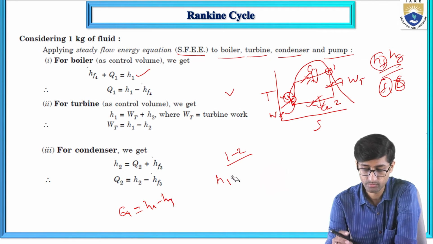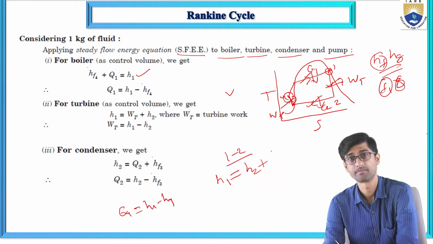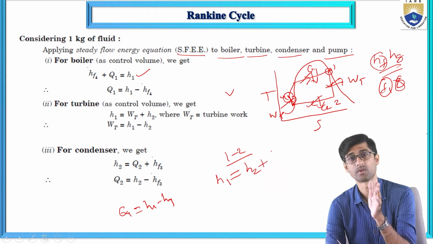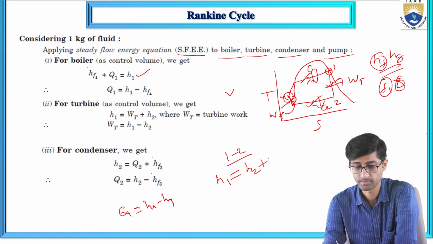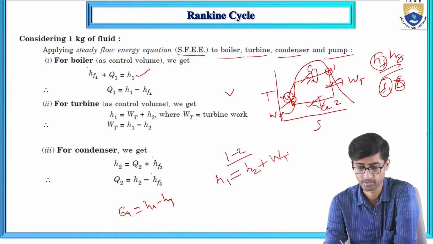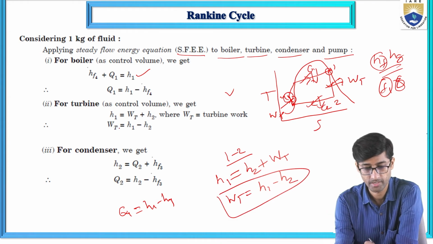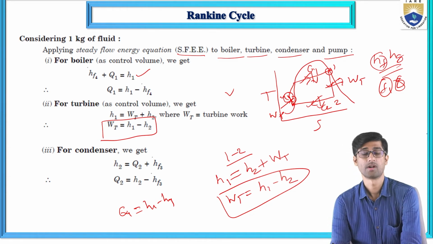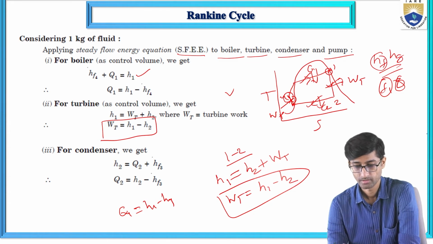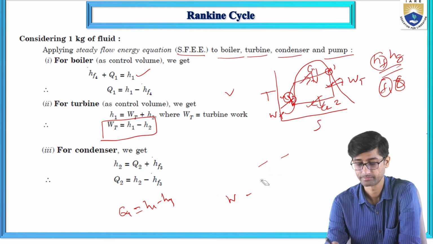Now H1 is equal to H2 plus, with heat transfer, potential energy and kinetic energy negligible, the work transfer, that is called turbine work. So what is the turbine work here? That is equal to H1 minus H2. So this is the turbine work during the 1 to 2 process. Again, we are going to apply the steady flow energy equation for a condenser.